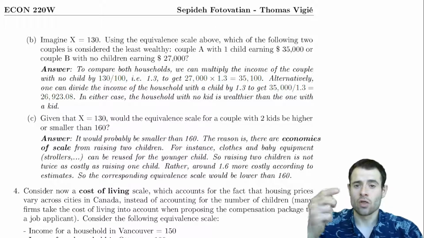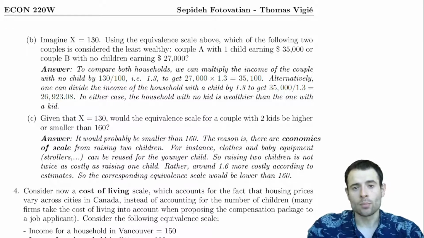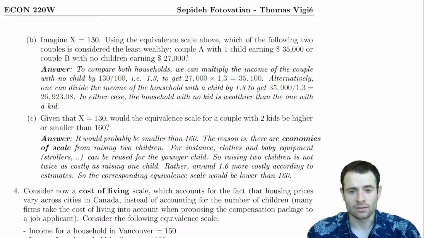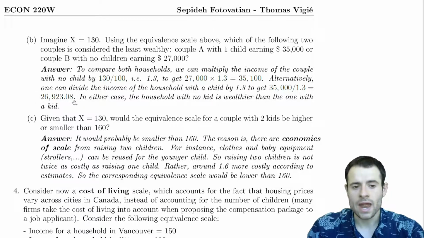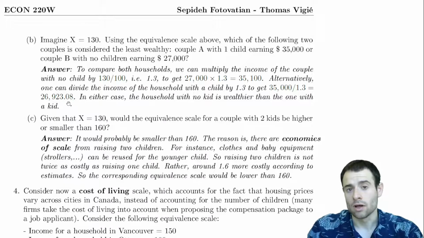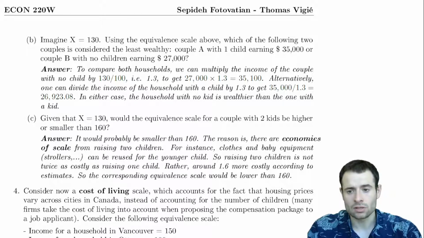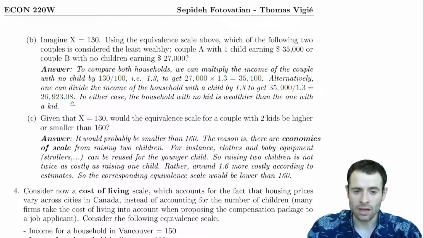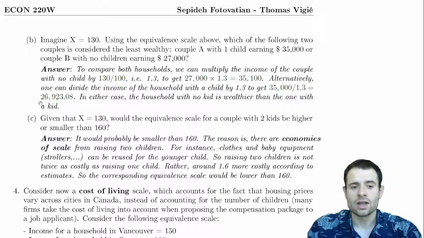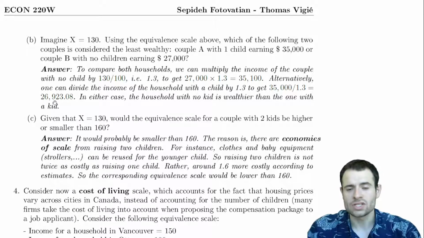You can also do it the other way around. You can take the couple with one child and bring it down to the level of a couple with no child. So you can divide the bigger income by 1.3 to get $26,923.08. This means that a couple with one child making $35,000 is considered as wealthy as a couple with no child making $26,923.08.